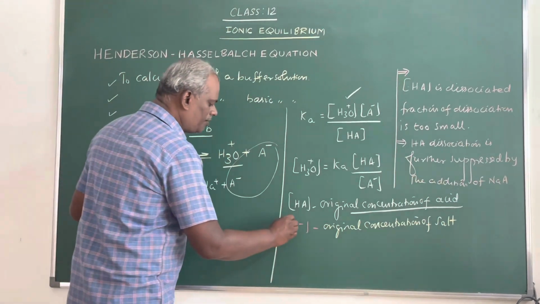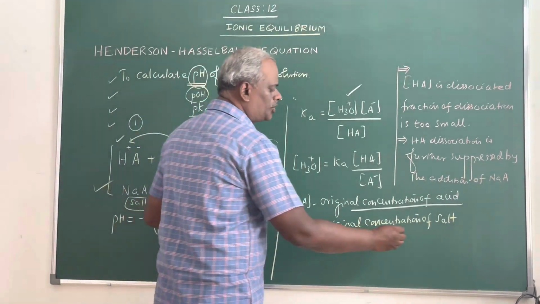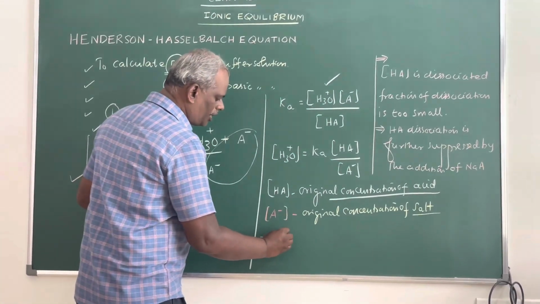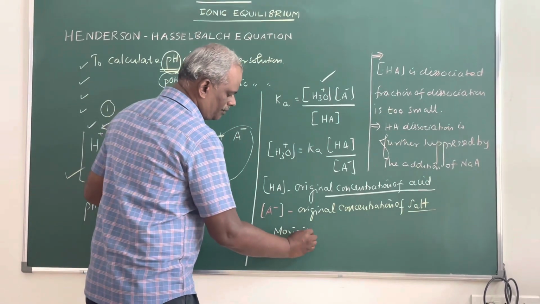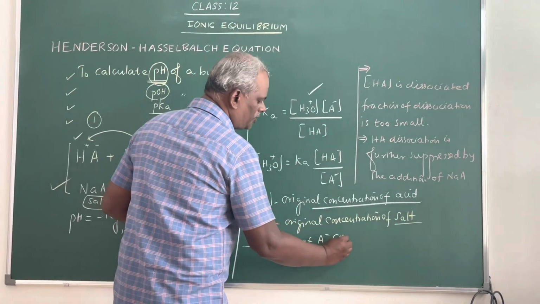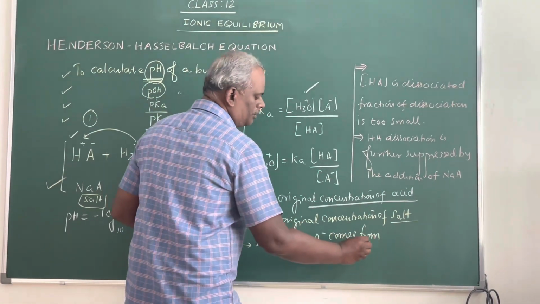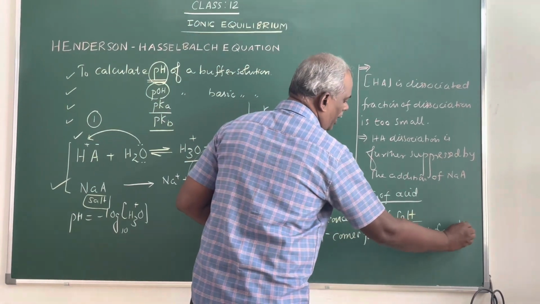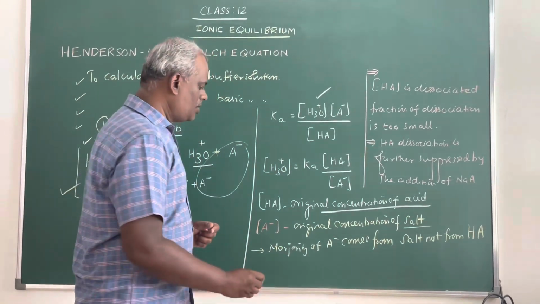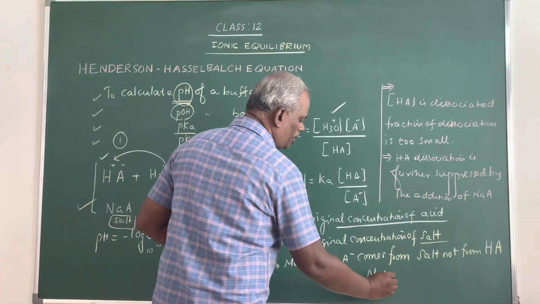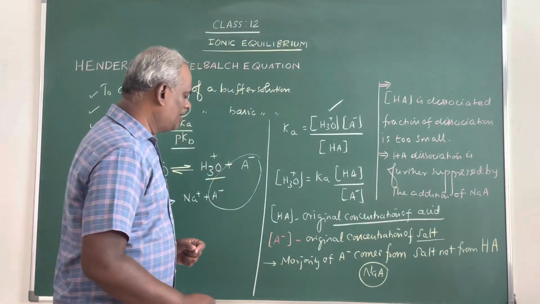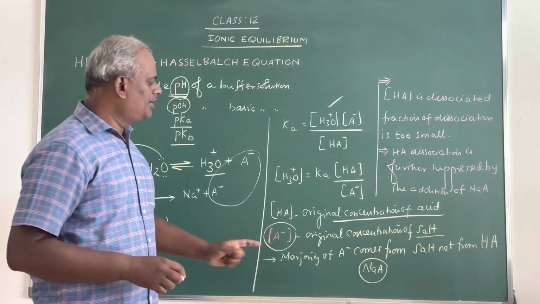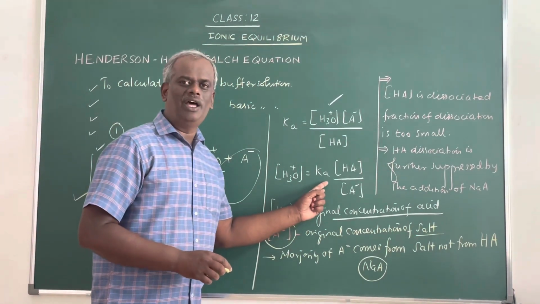So the concentration of A minus is treated as the original concentration of salt. And this is the explanation for that. The majority of A minus comes from the salt, not from the weaker acid HA. So NaA is giving you the majority of A minus, and hence this A minus is treated as the original concentration of salt. With the help of these two, we can rewrite this equation as follows.